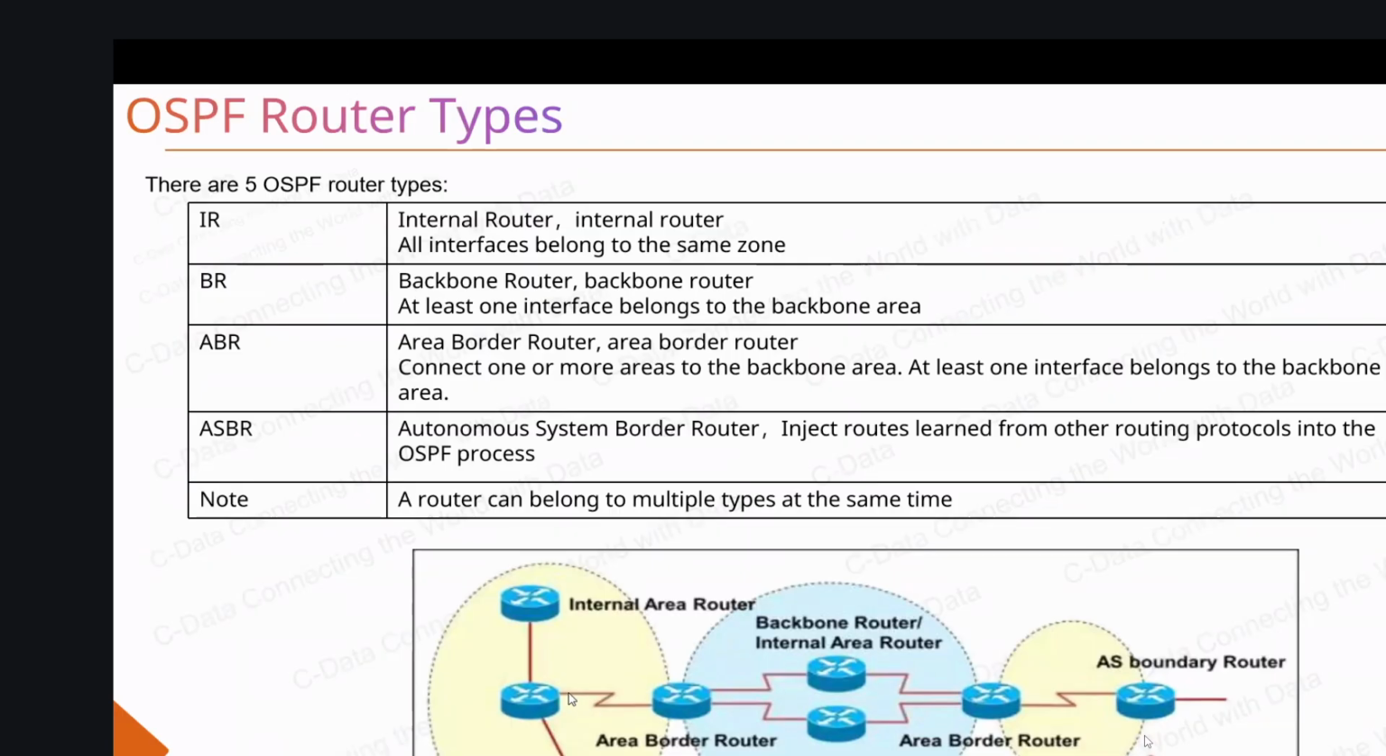So here we have some different types of routers: IR, internal router, backbone router, ABR, area border router, and then ASBR, autonomous system border router. That means after this one, it goes to the internet or to another backbone network, right? Okay. So let me make a summary for OSPF.